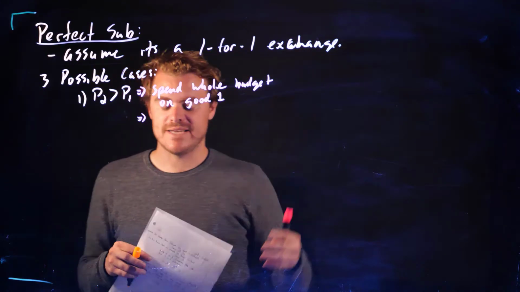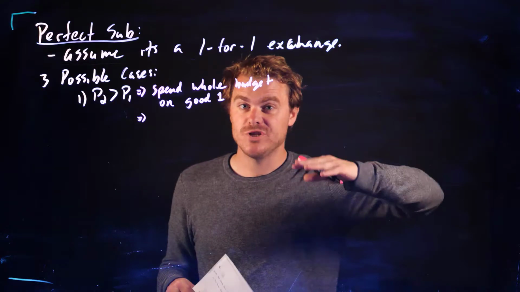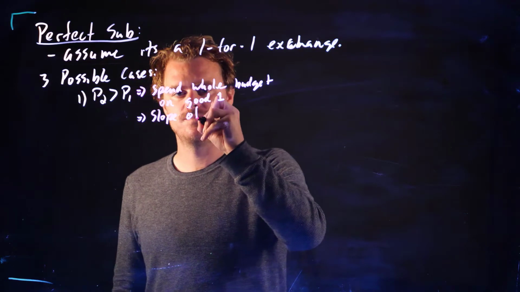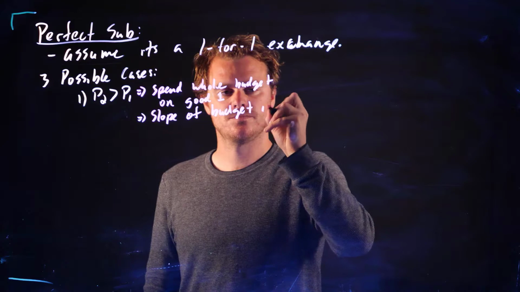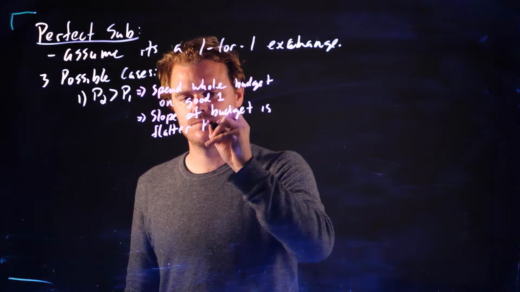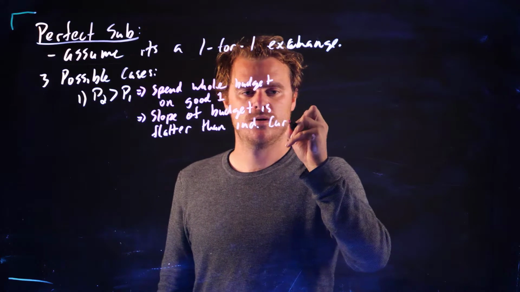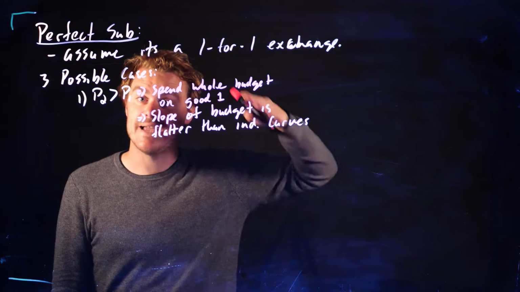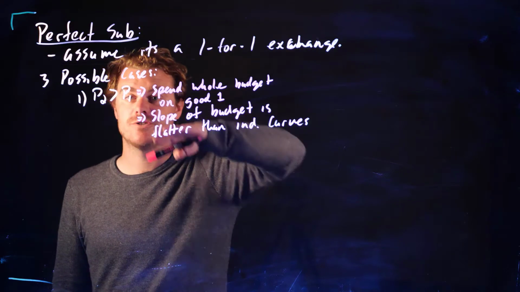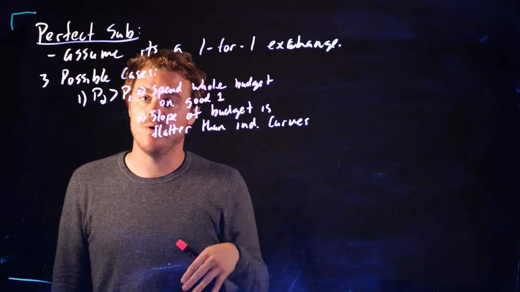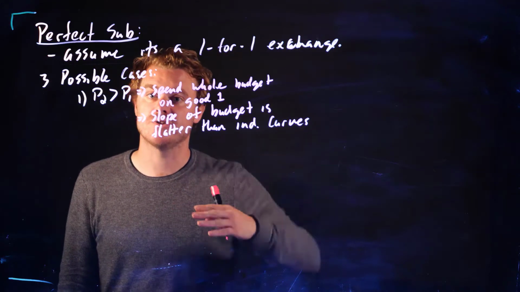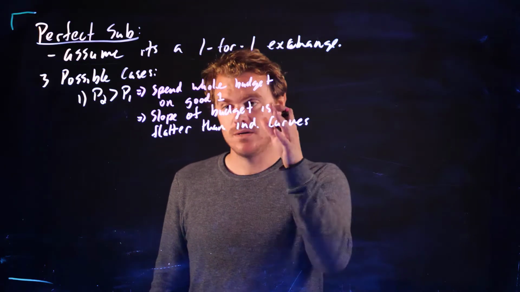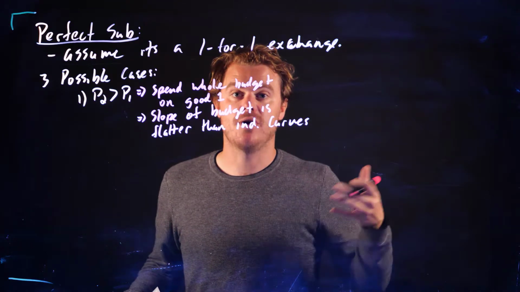And visually what's happening here is the slope of the budget constraint is flatter than the slope of the indifference curves. Remember, if it's a 1-for-1, the slope of the indifference curve is -1. And here, if P2 is greater than P1, then the slope, which is negative P1 over P2, is less than 1 in magnitude. So you have a flatter slope, which means that we're going to get a corner solution and we're only going to buy product or commodity 1.